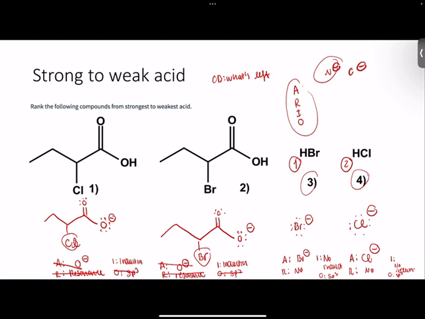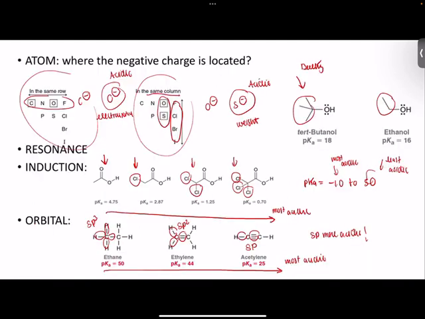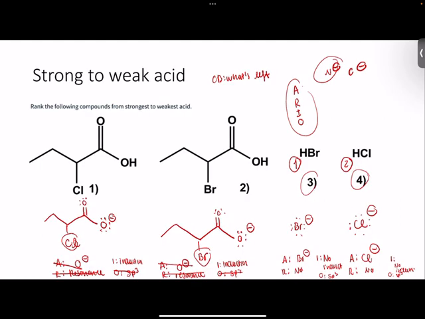So when we're talking about induction, chlorine is more electronegative than bromine. So that means that chlorine is pulling away those charges more strongly. That makes our compound more stable, which means that this one is gonna be more acidic than number 2. So this one is more electronegative, which makes it more stable.